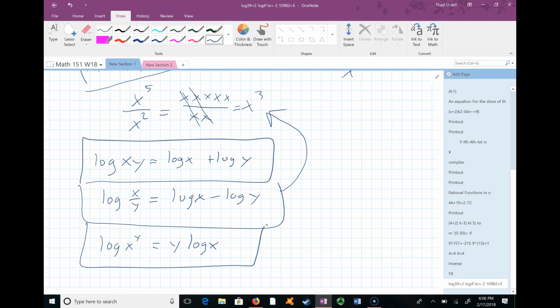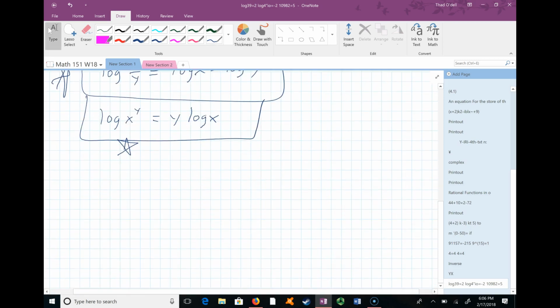So these are really, really important. You want to put a star by them, memorize them, use them. Maybe write them out on a piece of paper, have them in front of you when you're doing homework from here on out, because you're going to use these and you want to be able to spot them.